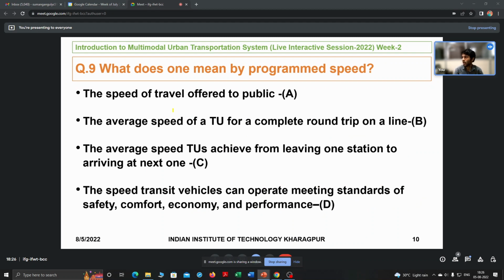So then what does one mean by program speed? There are multiple speeds that you already know. There is station to station speed, then operating speed, then running speed, then terminal speed, and there is also program speed, right? So what is program speed? Maybe you can attempt, because last time also you attempted, so it is good that you attempt. Then I will start explaining.